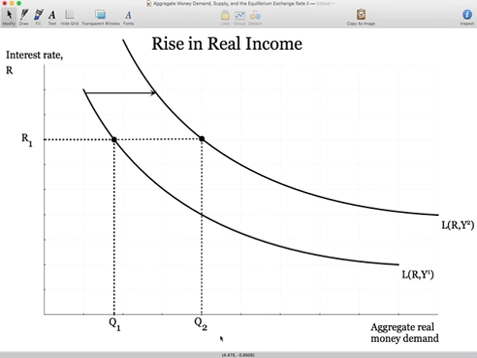So this could be represented by the aggregate demand curve shifting to the right because at that same interest rate R1, at the original income levels, people only wanted to hold Q1 in liquid assets in order to facilitate purchases. And then when income goes up, we see that their demand for money balances that they can use to purchase goods and services increases from Q1 to Q2.